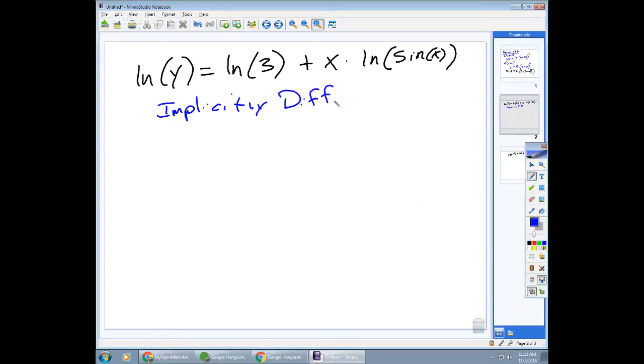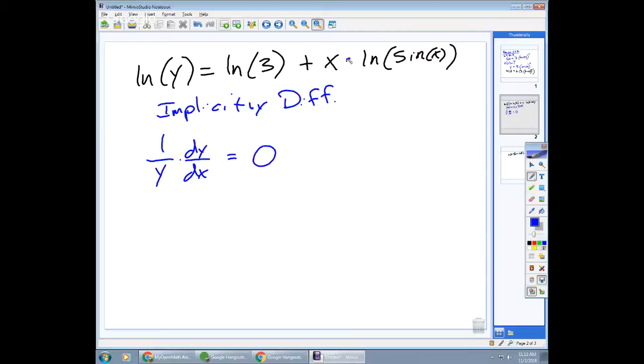All right, so implicit differentiation, then the derivative of a natural log is 1 over y. But the chain rule says I have to multiply by dy dx, or y prime, take your pick. I'm going to call it dy dx. Now, the natural log of 3 is just a constant. Derivative of a constant is 0. I'm going to write that in just for fun.